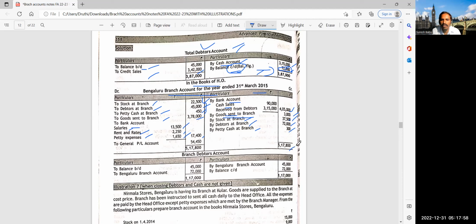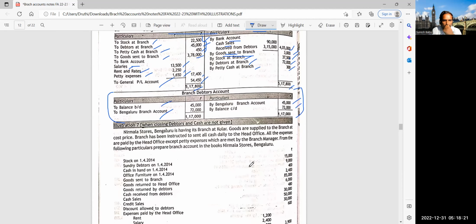Now balance it. 5,17,800 and 5,17,800. Kindly check the totals once again. So profit is 54,450. This is purely optional: branch debtors account. Opening balance 45,000, closing balance 72,000, total 1,17,000. That is opening debtors and closing debtors.